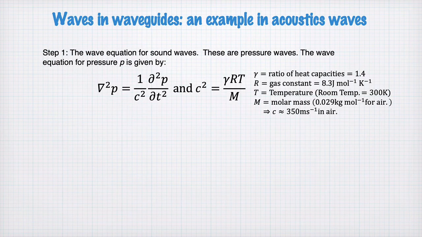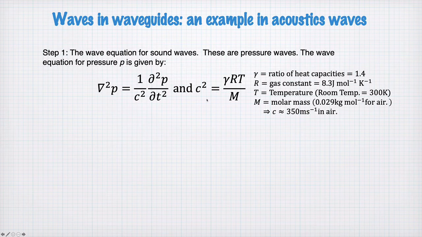Okay, so we're going to do this for an acoustic wave, a sound wave propagating in a pipe, in a waveguide. And so to start with, we're going to need an equation for a sound wave. So we've got this equation here. This is the three-dimensional wave equation where this grad squared is all the second order spatial derivatives. We'll see a bit more about that in a minute.